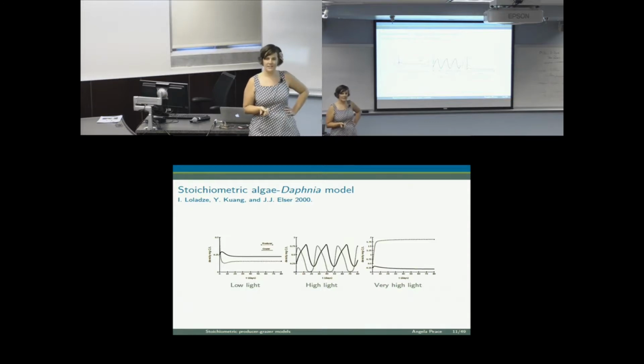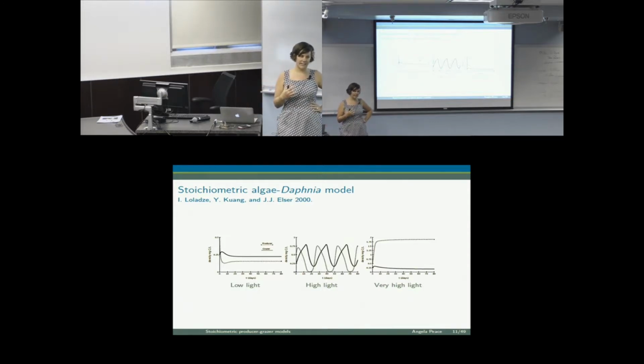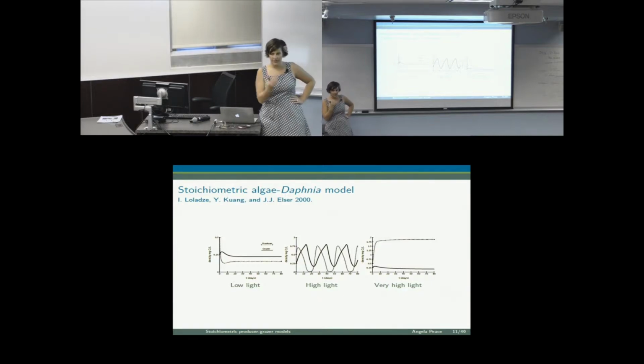So here are some simulations of their model under different light intensities. Light intensity here represents that carrying capacity K, carrying capacity in terms of carbon. For low values of K, which represents low light intensity, the dotted line is the producer population over time, the algae. The solid line is the grazing population, the Daphnia, over time. And you can see under low light they have a steady state. Increasing light, or increasing that carrying capacity K in terms of carbon, you see the classic predator-prey cycling.